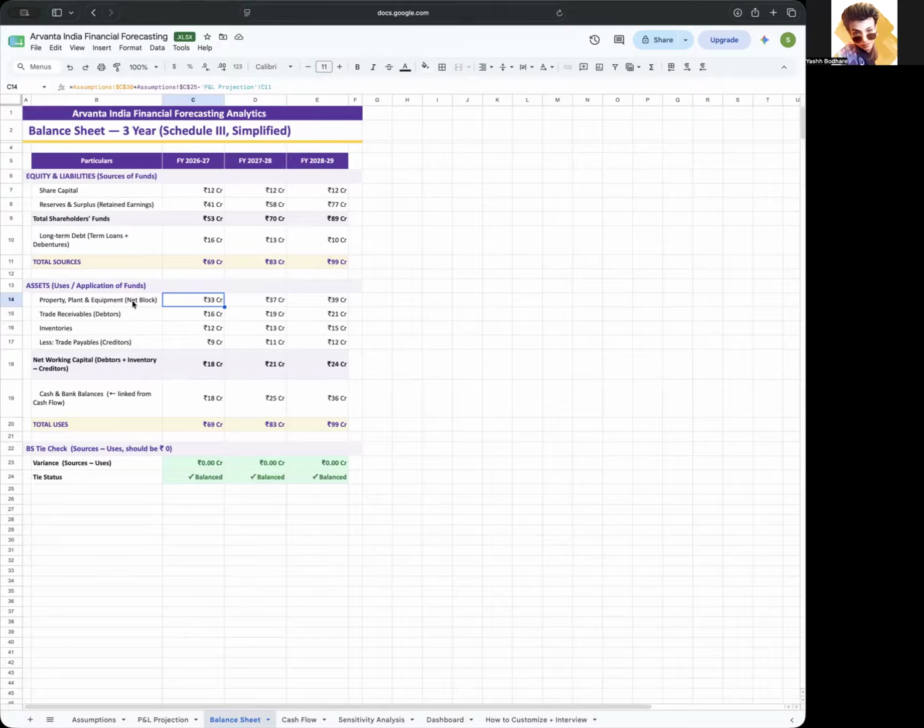Notice that the net block increases from 33 crores to 39 crores. This indicates that the company continues investing in new machinery through capital expenditure. So, as you can see, the formula which we have used is assumptions C30 plus assumptions C25 minus P&L projections C11. So yeah, that's what we have used to get the PPE.